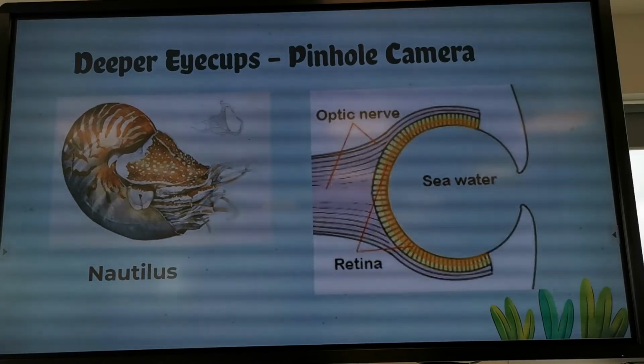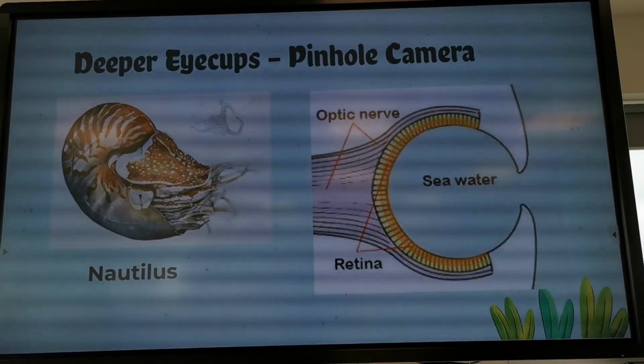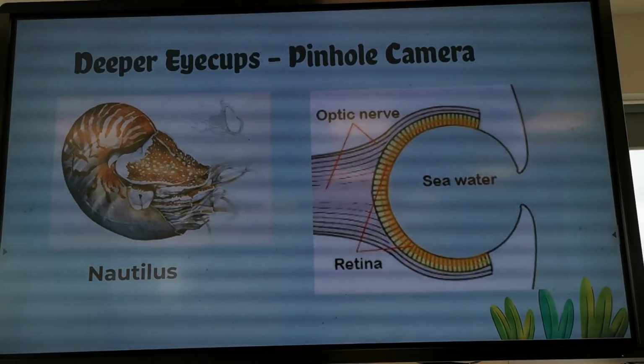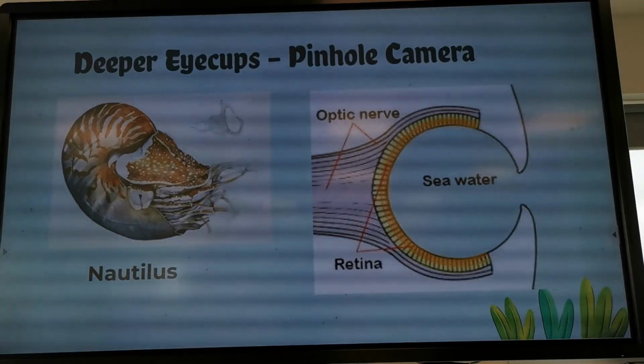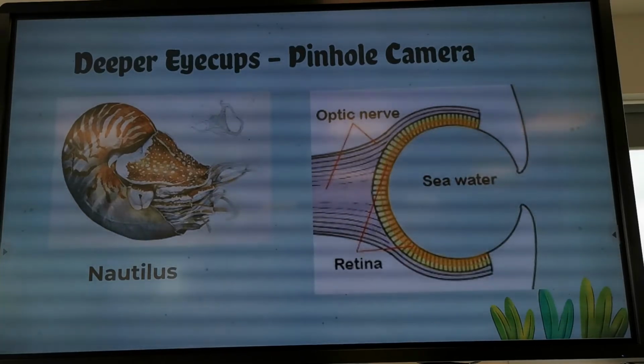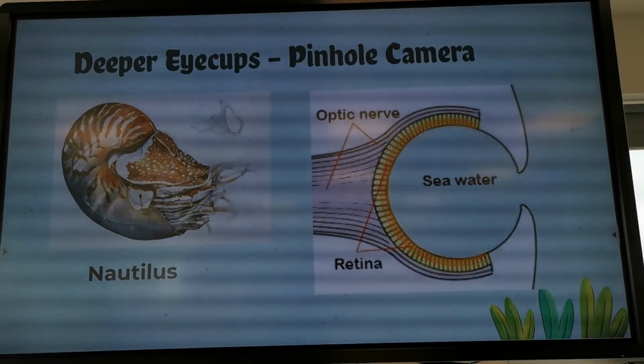So the drawback of this kind of eye, though, is that it only really works in water. Because if you take that Nautilus out, then it doesn't have that option for that depression to fill up with water to form that kind of aqueous humour.